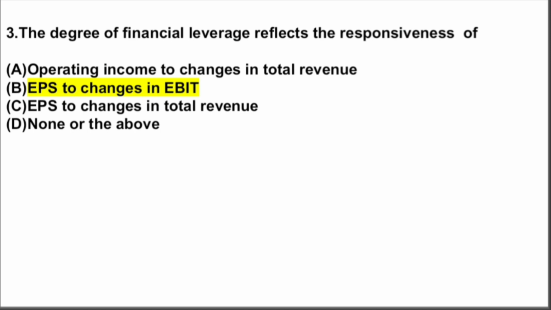For example, we can say the degree of financial leverage is equal to 1.25. Then it means that if there is a 1% change in EBIT, it leads to a 1.25% change in EPS. So here the degree of financial leverage reflects the responsiveness of EPS to changes in EBIT. We need to learn the degree of financial leverage. And the formula for financial leverage is equal to EBIT by EBT, and the formula for degree of financial leverage is equal to percentage change in EPS by percentage change in EBIT. EBIT means earnings before interest and tax, or we can call it operating profit.